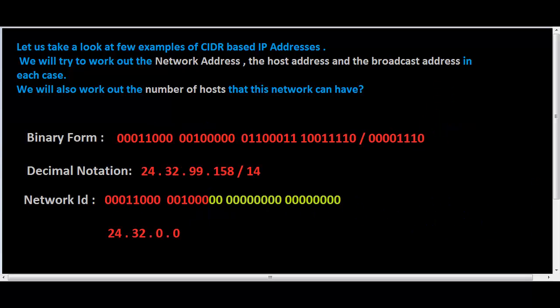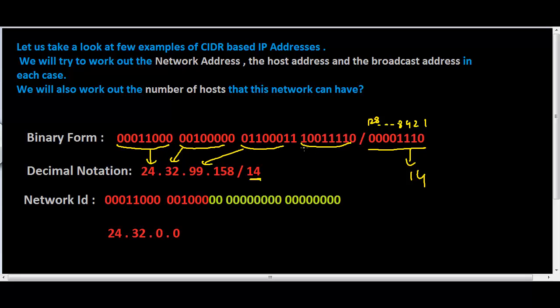Okay, in this second example we can clearly see that our suffix here, when we apply weights 1, 2, 4, 8 and so on up till 128, is equal to 14. So our suffix is 14. When we convert this, this should equal 24, this should be 32, this should be 99, and these 8 bits should be equal to 158. So this is our decimal notation, right?